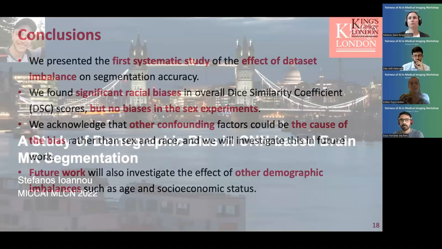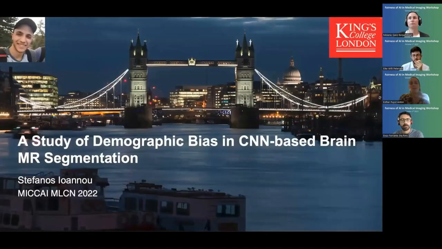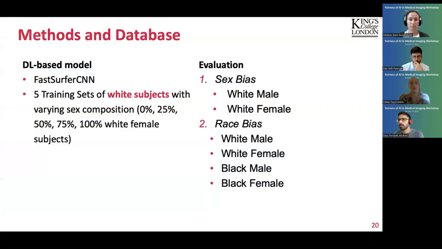And in the last part of this talk, I just want to show another application for segmentation, in this case brain MR segmentation, and this work was proposed by Stefanos Ioannis in MICCAI 2022. Similar to before, the task is brain segmentation, and the idea is that we could train only with white subjects and then change the percentage of male and female. The evaluation is going to be both in terms of gender as well as race.